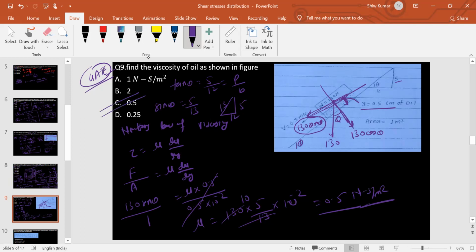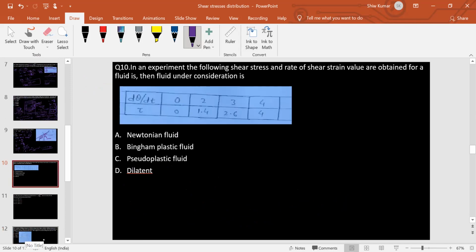So option C is the right answer. Remember that in an inclined plane, if the plate is moving in this direction, I need this component. If the plate is moving upward also, I need this component, that is the component along the incline. Next, we'll check the next question.